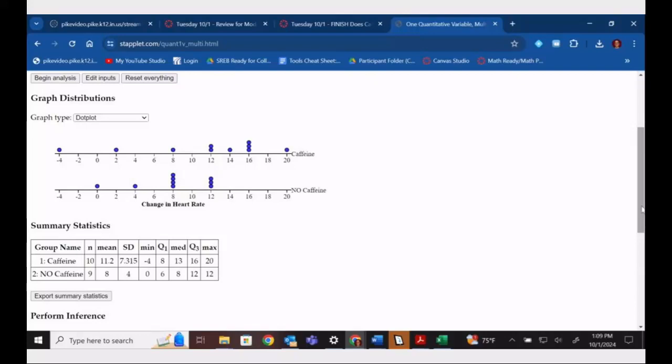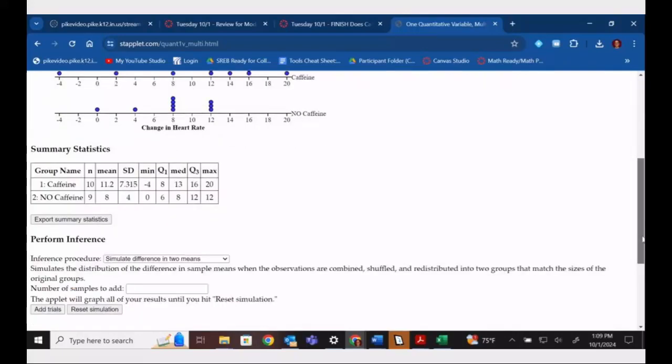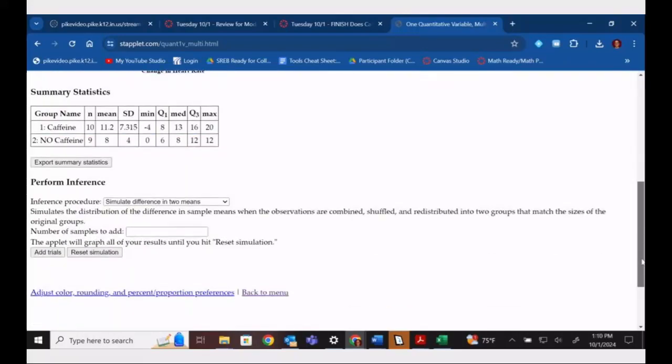When I come down here to these summary statistics, we can see the mean for each of these groups. What was the mean for the caffeine group? 11.2. Record that on your page. There's a spot to record that. What was the mean for the no caffeine group? 8. Go ahead and record that on the page.